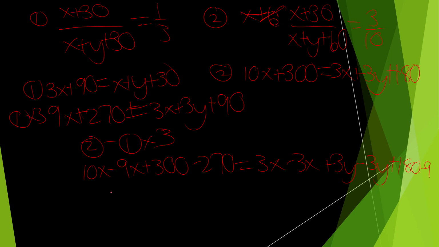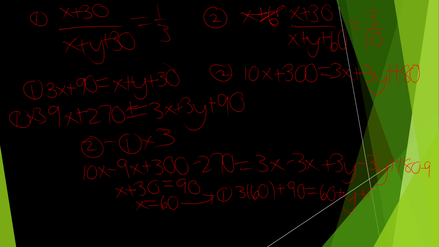So then at the end we get x plus 30 equals 90. So then we get x equals 60. Now we can substitute this back into our equation 1 to find y. So we get 3 times 60 plus 90 equals 60 plus y plus 30. So we substituted x equals 60 into this equation, and this is 270 equals 90 plus y, and we rearrange and we get y is equal to 180.